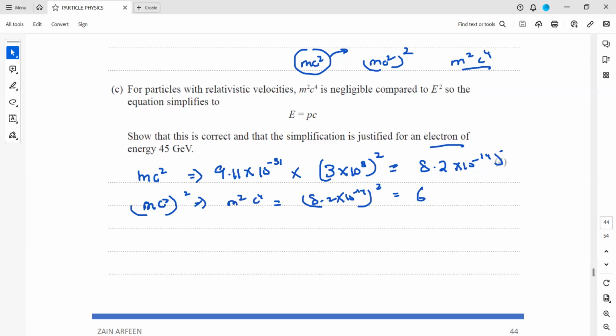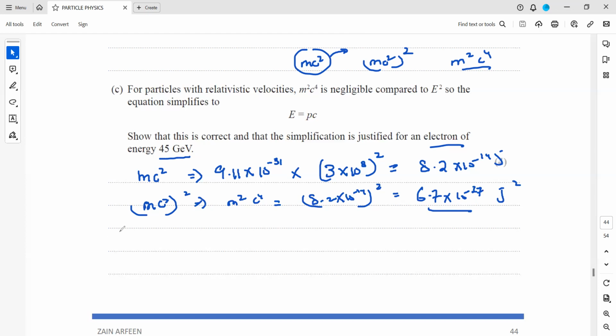So which will be equal to 6.7 into 10 to the power minus 27. And the unit will be joule square, because it's like E equals mc square, and then this will be joule square. Now we want to compare this with the energy. We have to say this factor is very small compared to E square when the electron has the energy of 45 giga electron volt.